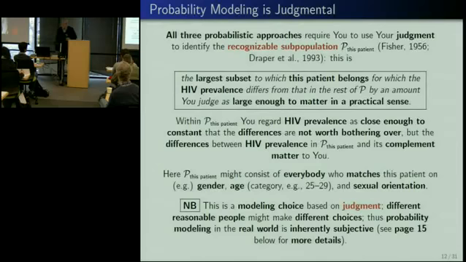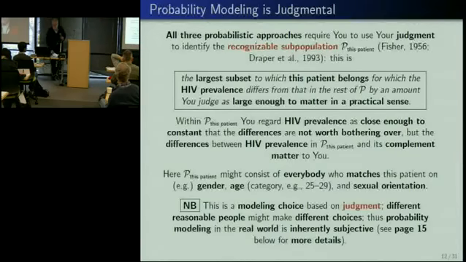So here comes a big judgment. And Fisher actually, interestingly, toward the end of his life, wrote about this. He created the phrase "recognizable subpopulation," and it connects with a Bayesian idea called exchangeability that I have also written on. You have to use your judgment to identify what's called the recognizable subpopulation. Let's call it script P, subscript this patient. It's the largest subset of the set of all humans to which this patient belongs, for which the HIV prevalence differs from that in the rest of the population by an amount that you judge to be large enough to matter in a practical sense.